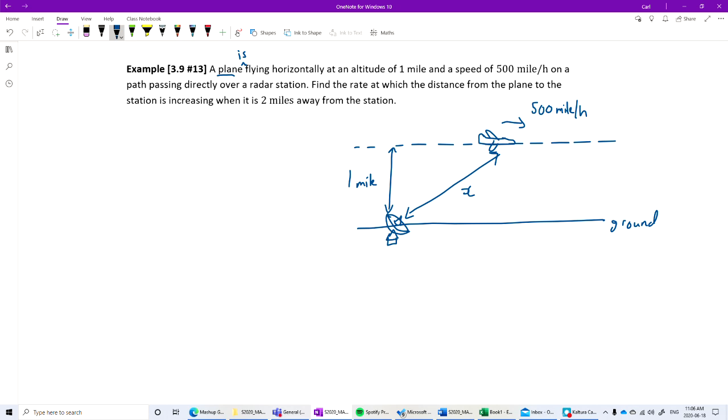Actually, let's call this x, because that's more of a horizontal variable, right? Let's call this h for hypotenuse. So that's our picture, and we're given that the speed, so that would be dx/dt. The speed of the plane is dx/dt, because that's how fast that distance is increasing. That's 500 miles per hour. And we're given this, the 1 mile altitude.